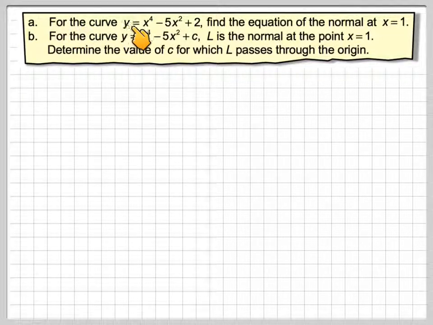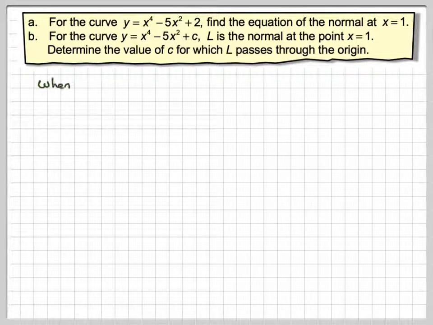For the curve y is equal to x to the fourth minus 5x squared plus 2, find the equation of the normal at x is equal to 1. For the curve y is equal to x to the fourth minus 5x squared plus c, L is the normal at the point x is equal to 1. Determine the value of c for which L passes through the origin.